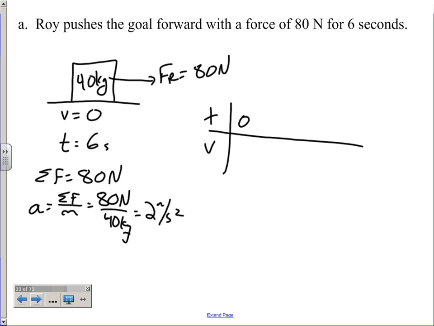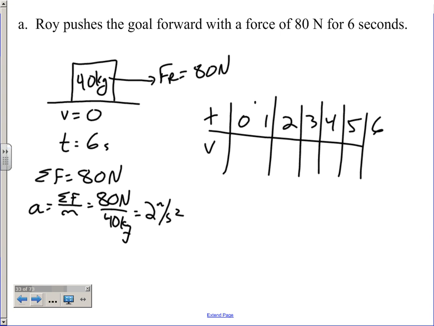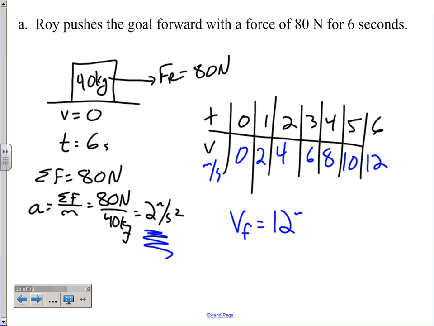We've got 6 seconds, right? So the velocity starts at 0, and then it goes up by 2. So 1 second later, the goal is going to be moving at 2 meters a second, 4 meters a second, 6 meters a second, 8 meters a second, 10 meters a second, and 12 meters per second. As long as Roy keeps pushing it, there's a net force on it that's going to cause it to keep accelerating. Okay? So at the end of part A, the goal is moving at 12 meters per second.